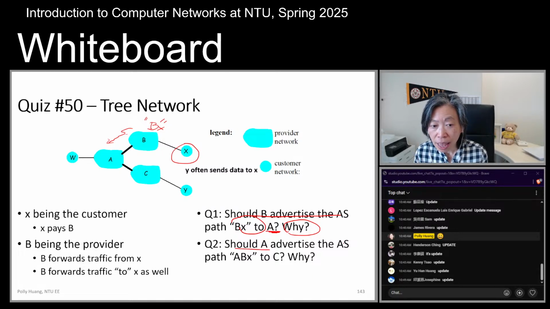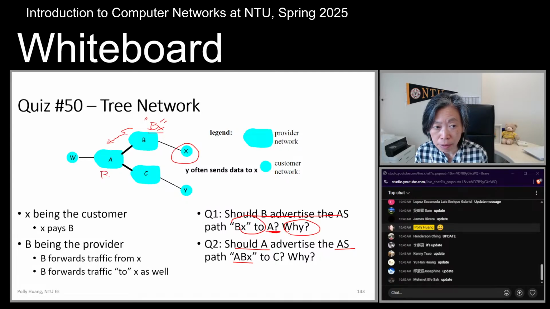Should A advertise the AS path ABX to C? In case B decides to pass BX to A, A will prepend itself, and this is the new AS path to destination X. And A here would then try to forward that to the neighboring AS. And should A here pass ABX?